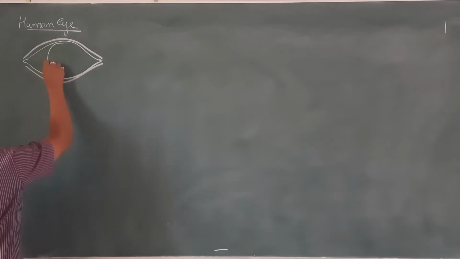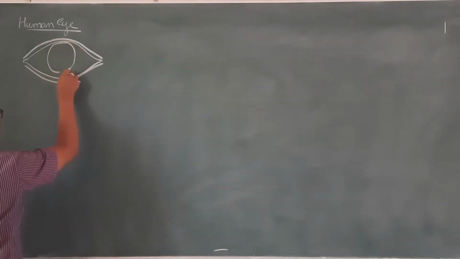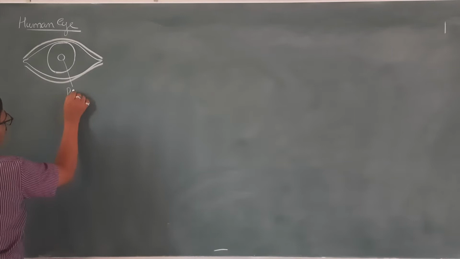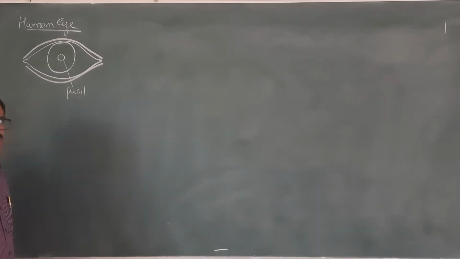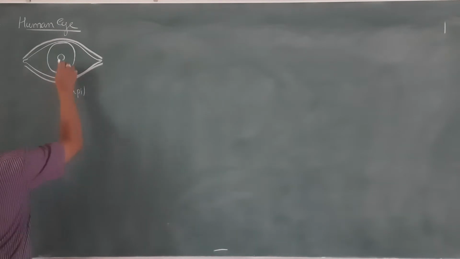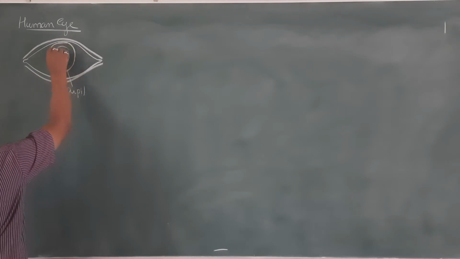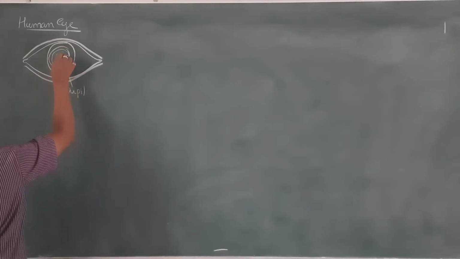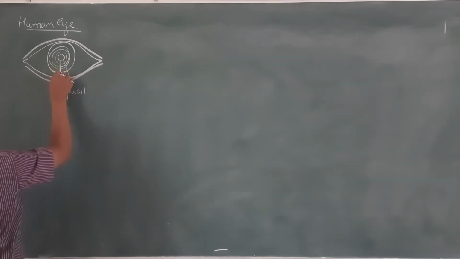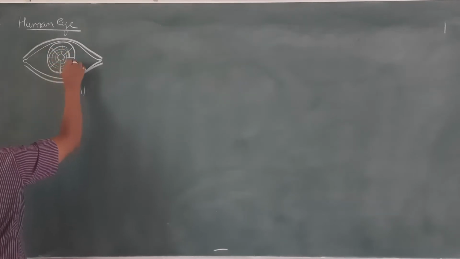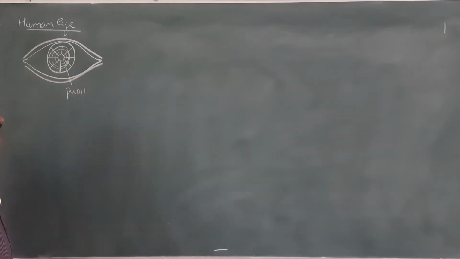Inside we find the lens surrounded by the iris muscles, and this is called the pupil. It is the opening through which the light enters inside. We find circular muscles as well as a number of longitudinal muscles. These circular and longitudinal muscles are the iris muscles. These are all the iris muscles, and this is also the iris.